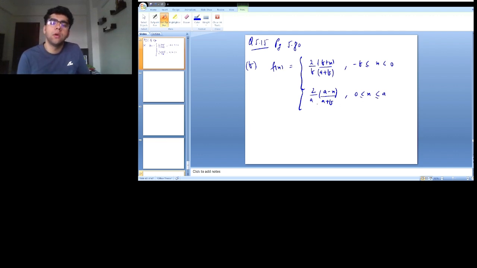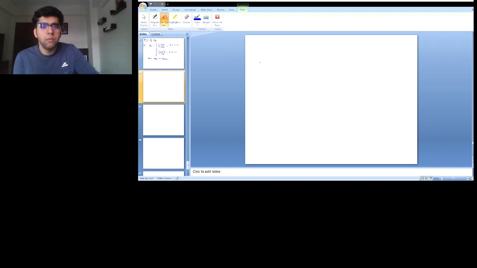Right, so the PDF is changing. The PDF over the domain minus b to 0 is this, and the PDF over the domain 0 to a is this. So now we need to find the mean, median and variance, right? So let's just find the mean first.